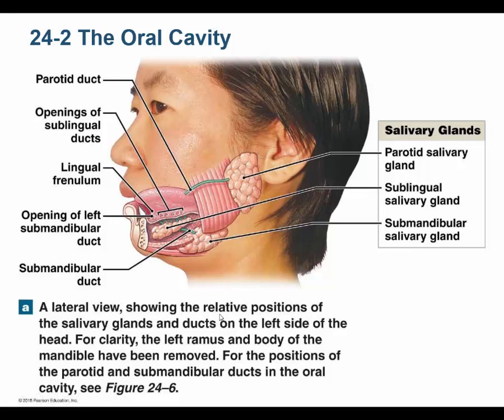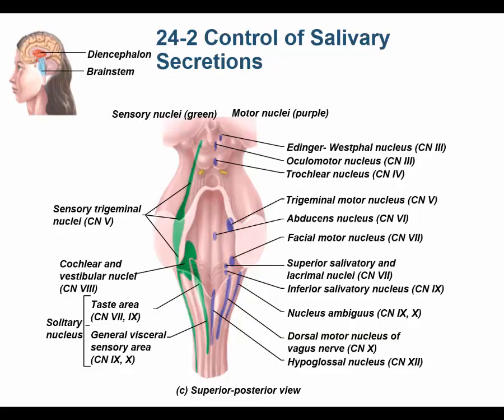Here are your salivary glands: parotid, submandibular, sublingual. We'll learn those in lab. All right, let me see what else. Nothing else there. That's just your salivary glands that we'll identify in lab this week. All right, control of salivary secretions. Well, these are the salivatory nuclei. Please do not confuse them with the solitary nucleus. Don't confuse it with this, because that's not the salivatory control.